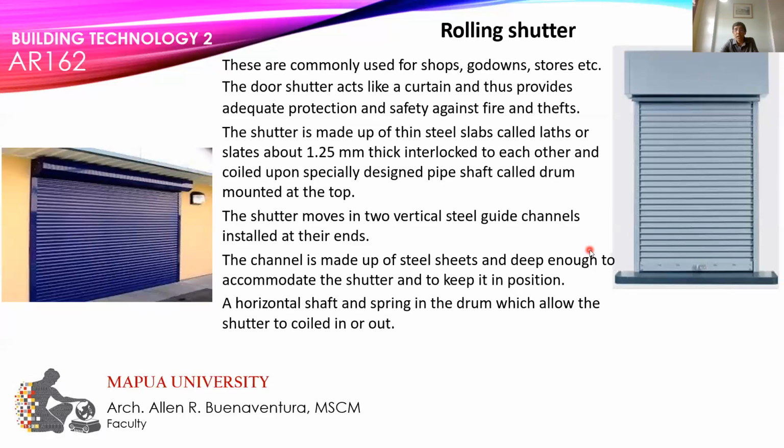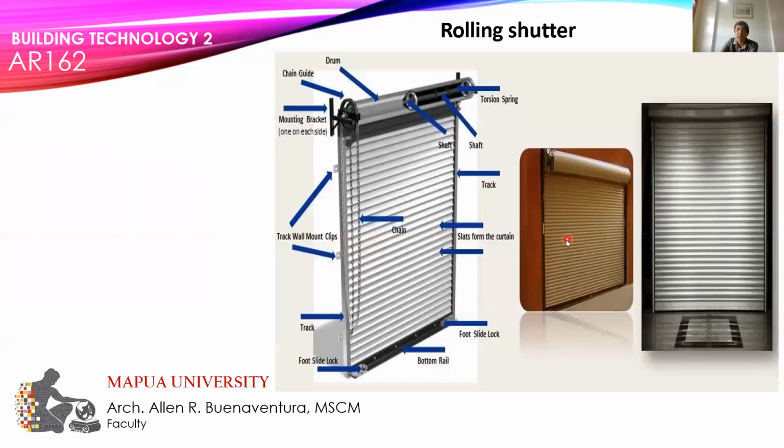So this rolling shutter, as you can see in the section, has slats that form a curtain, and it will go up and coil on the top part of the door opening. There is a drum, and there is a chain guide. Usually, if this is motorized, you will not see the chain guide. It's enclosed in the frame.